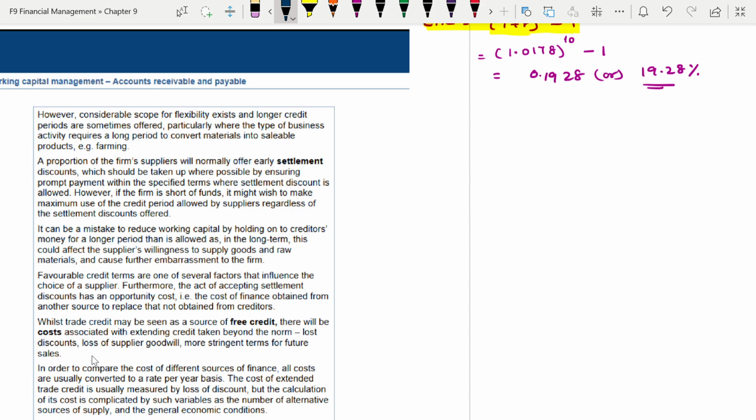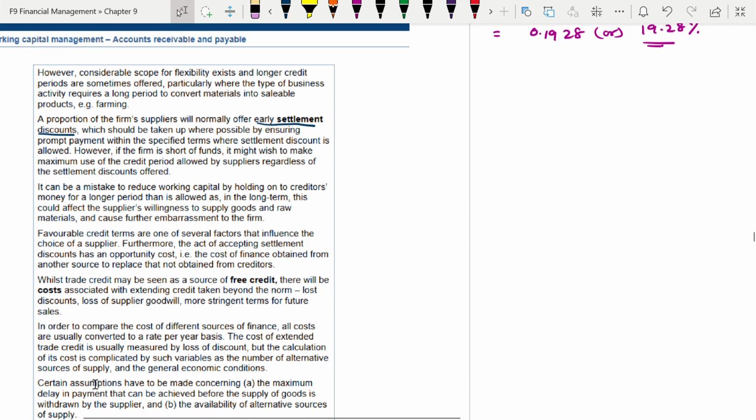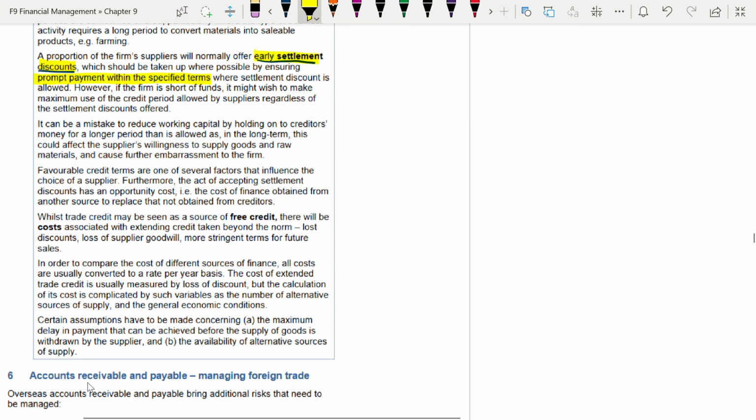A proportion of firm suppliers will normally offer early settlement discounts. If you are going to pay within 30 days, well before 90 days, then what they will do? They will give you some early settlement discounts. For what? For prompt payment within specified terms. Now they are talking about various things. I'm just focusing on this: favorable credit terms are one of several factors in the choice of the supplier. Trade credit may be seen as a source of free credit. There will be a cost associated with extending credit beyond the norm.